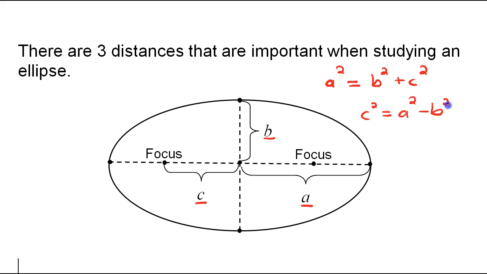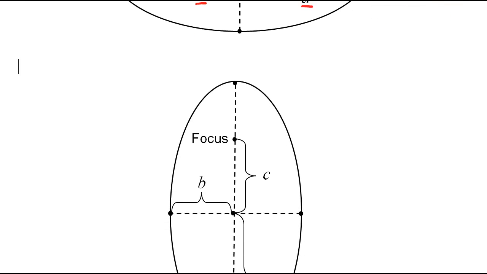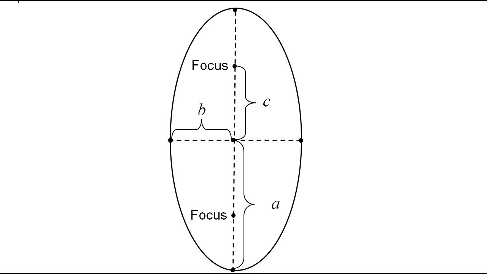Okay, now let's take a look at a vertical ellipse. A vertical ellipse is just one that's taller than it is wide. I'm still going to call the longest distance A, the shorter distance B, and the distance to the focus is C. So again, I still have A squared equals B squared plus C squared.